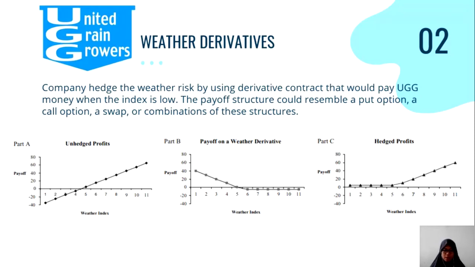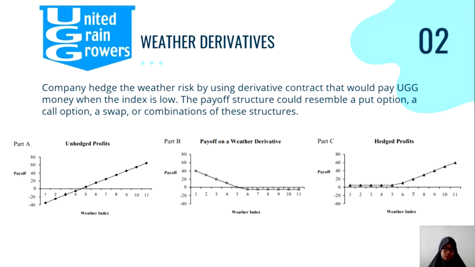In part A, we assume that the relationship between gross profit and weather index is linear. When the weather index increases, crop yields increase, which in turn increases UGG shipment of grains and seeds, and as a result, would increase the company's expected gross profit. On the other hand, low values of weather index correspond to low expected gross profit.